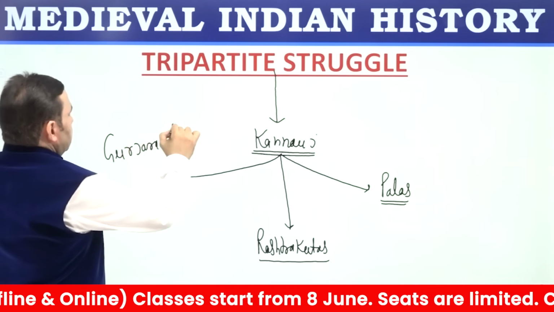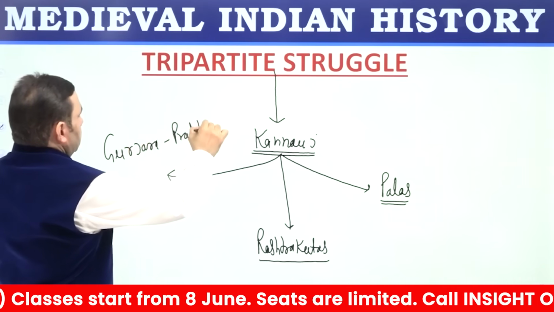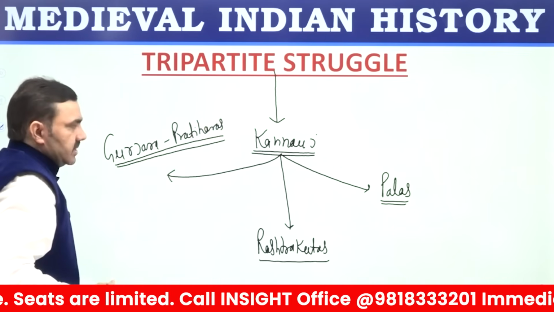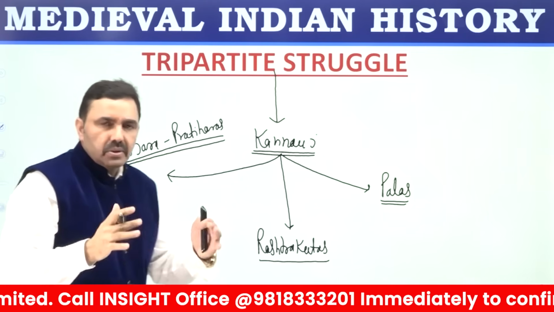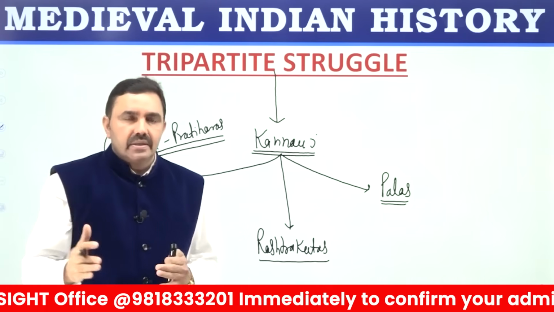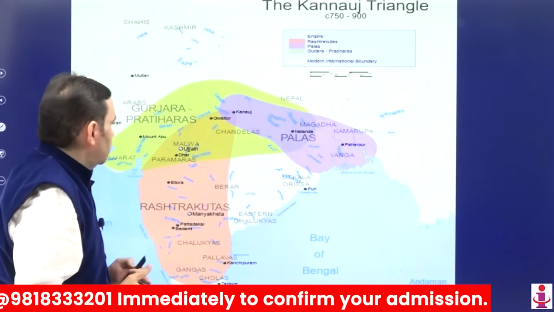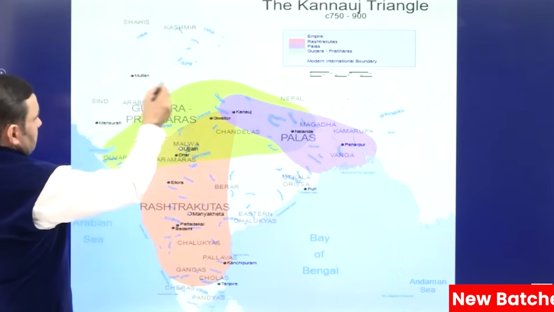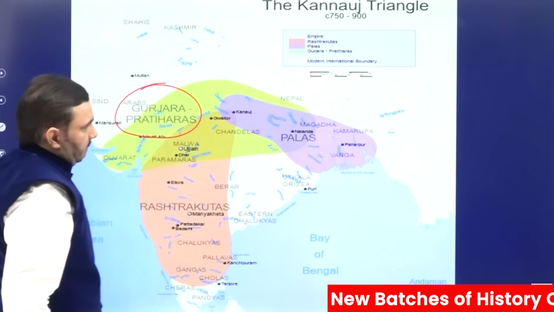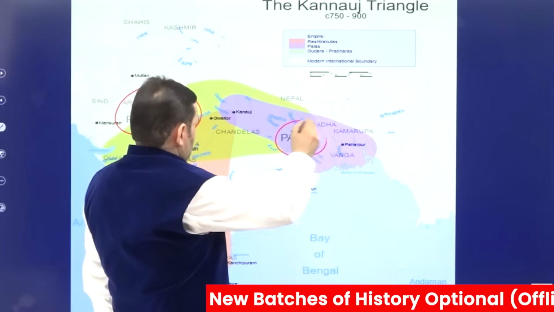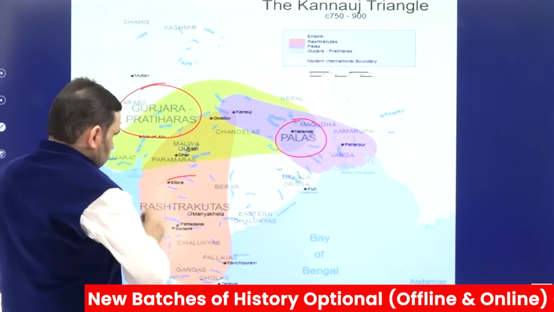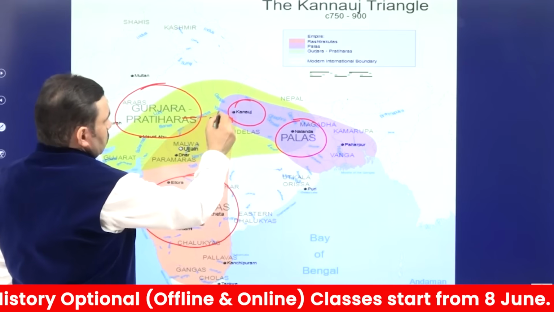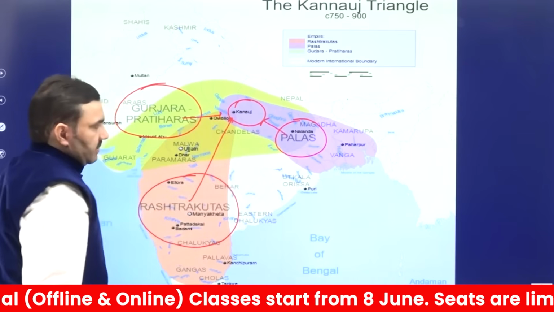So all these three dynasties were trying to capture Kannauj to enhance their power and prestige. They fought with each other for more than 100 years. Look at the map here. Gurjara Pratiharas, Palas, and Rashtrakutas all were trying to capture Kannauj to enhance their power and prestige.